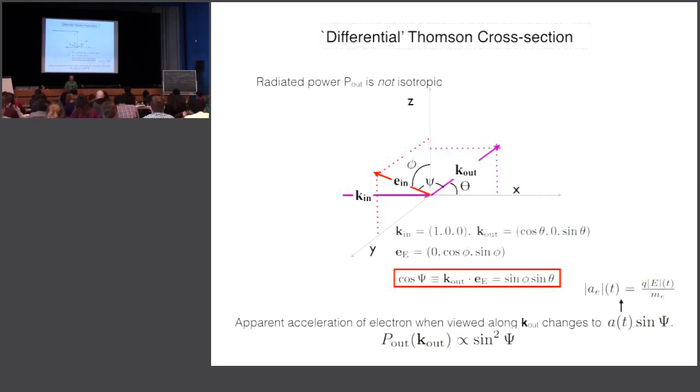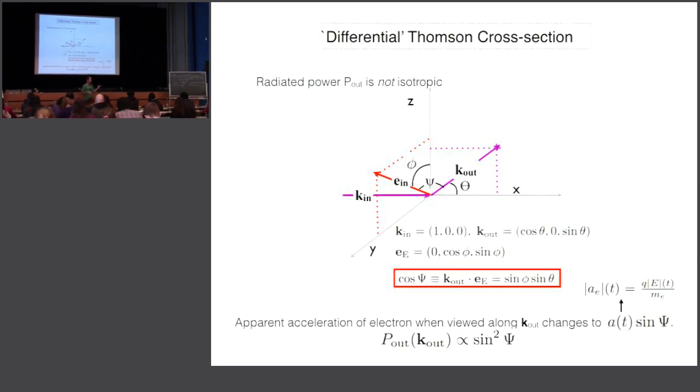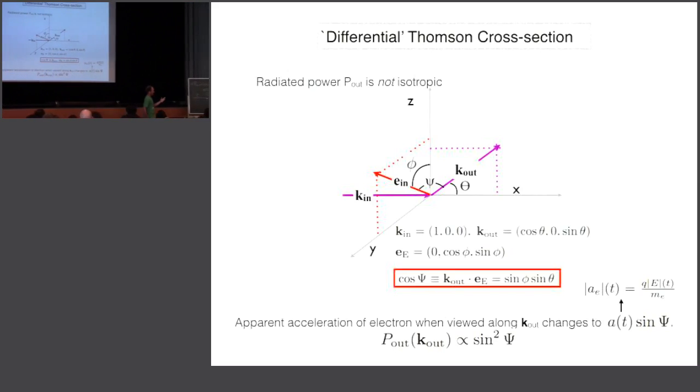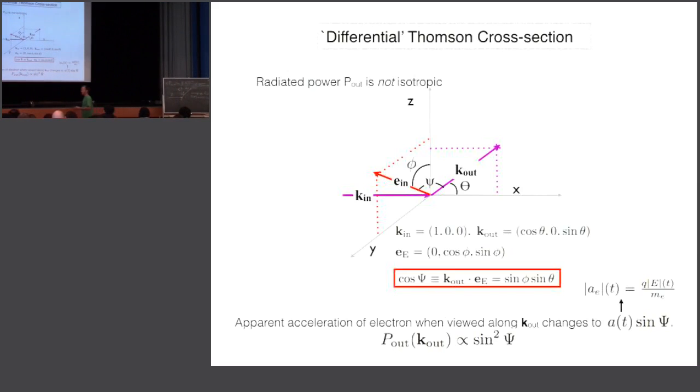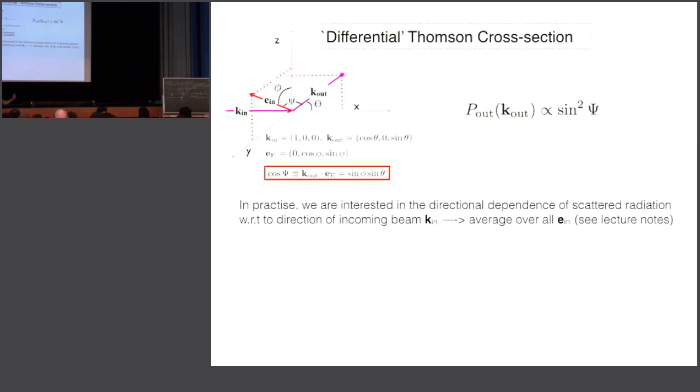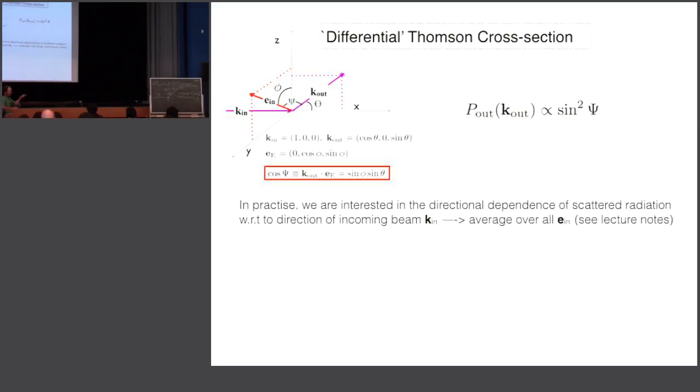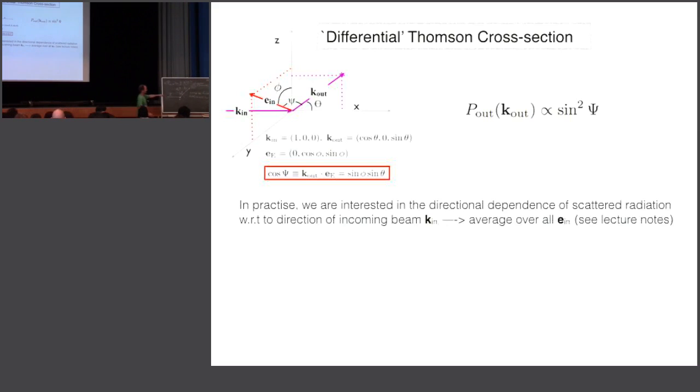Now in practice, there's one more step we have to take, because we do not care about the directionality of the re-radiated power with respect to the incoming electron vector. We care about the directionality of the re-radiated emission with respect to the incoming radiation, right? So suppose you just had a beam of radiation coming in from this particular side. We would like to know the scattered radiation, averaged over all possible electric vectors. If the radiation is unpolarized, we should take the average over all possible orientations of the electric vector.